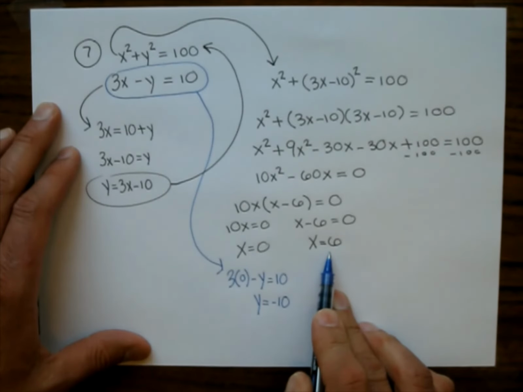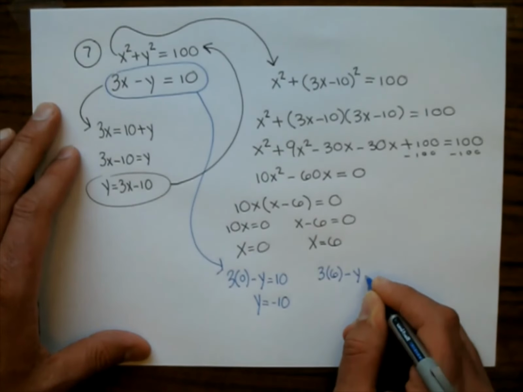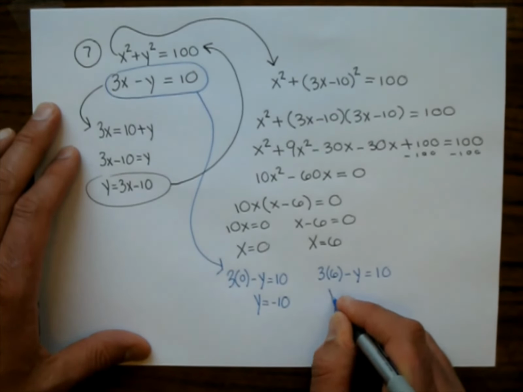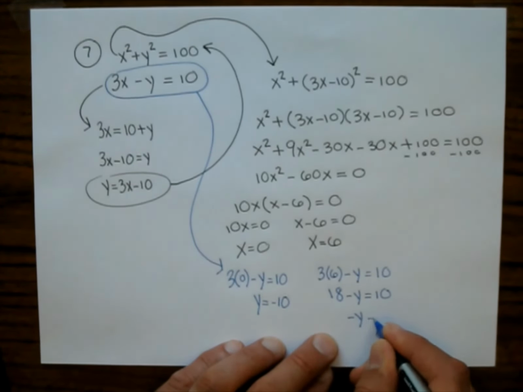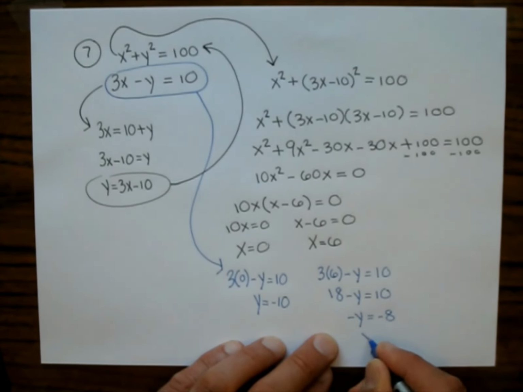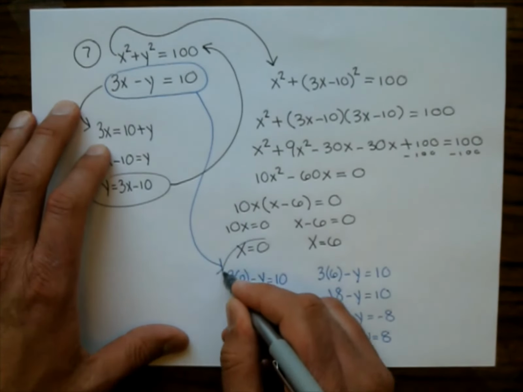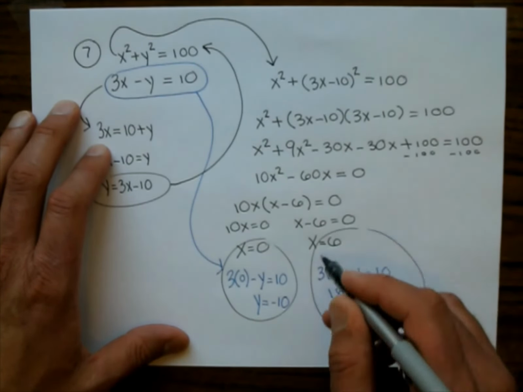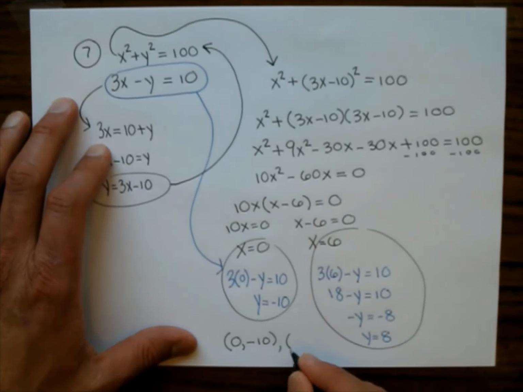Plug in 6 into the bottom equation. I get 3 times 6 minus y equals 10. 18 minus y equals 10. Negative y equals negative 8. Y equals 8. Okay, so what have I just done? I went ahead and did this, and did that. So the first one yields a 0, that's the x value, y value is negative 10. And the second one yields 6, comma 8.